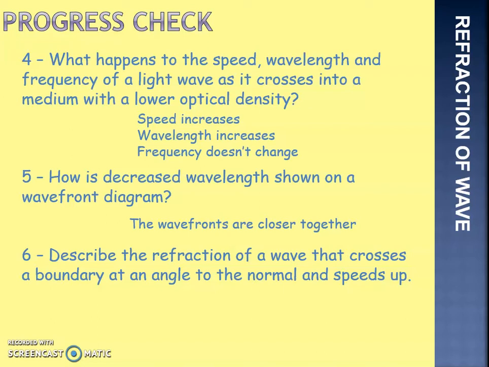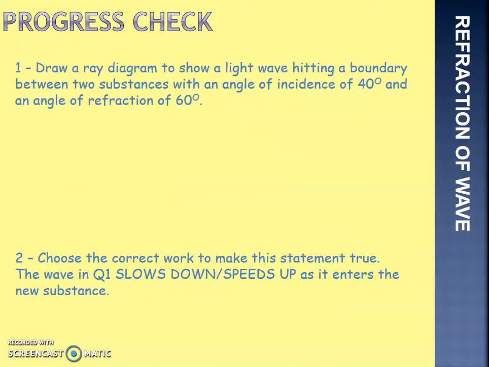Question 6. Describe the refraction of a wave that crosses the boundary at an angle to the normal and speeds up. If it speeds up, it bends away from the normal. Okay, final two questions for this one. Number one, draw a ray diagram to show a light wave hitting a boundary between two substances with an angle of incidence of 40 degrees and an angle of refraction of 60 degrees. And question two, choose the correct word to make this statement true. The wave in question one slows down or speeds up as it enters the new substance. Pause the video whilst you attempt that.